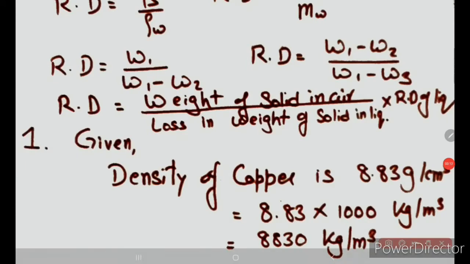Coming to the solution of number 1, given the density of copper is 8.83 gram per centimeter cube, I need to convert it into kilogram per meter cube. That can be done by multiplying the given number by 1000. So after we multiply 8.83 by 1000, we shall get 8830 kilogram per meter cube. So simply we converted gram per centimeter cube into kilogram per meter cube by multiplying the given number by 1000. I hope you have understood number 1. Let us try to do the next sum.